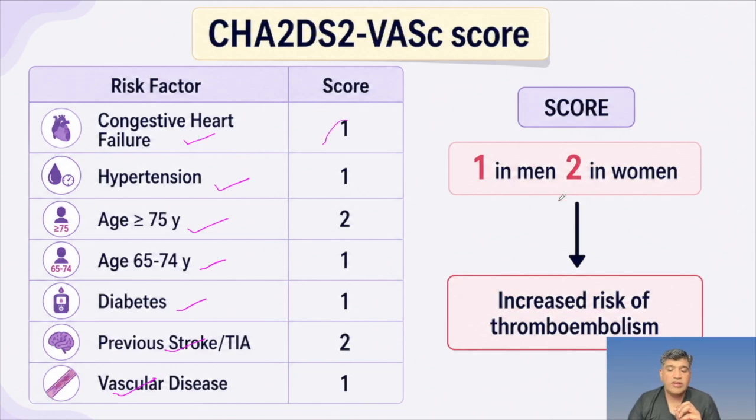If the score is 1 or greater than 1 in men and 2 or greater than 2 in women, then it is said that these patients have an increased risk of thromboembolism. So something to mitigate this risk has to be done. Some sort of pharmacological intervention needs to be done in these patients who have a CHA2DS2-VASc score of 1 in men and 2 if the patient is a female.